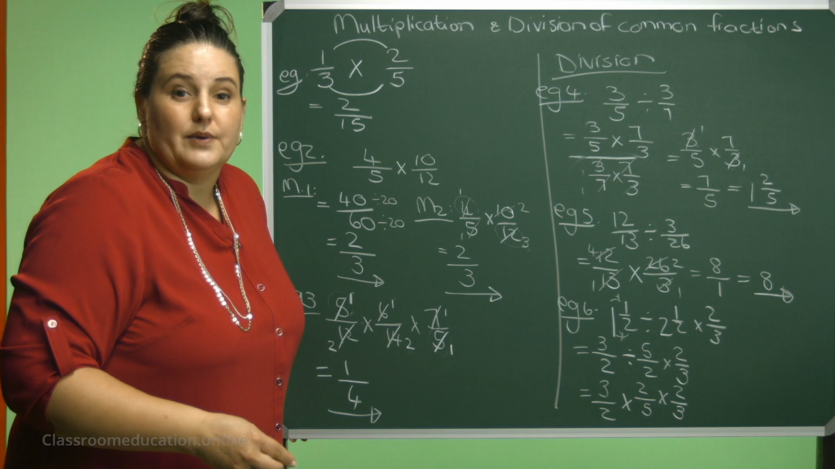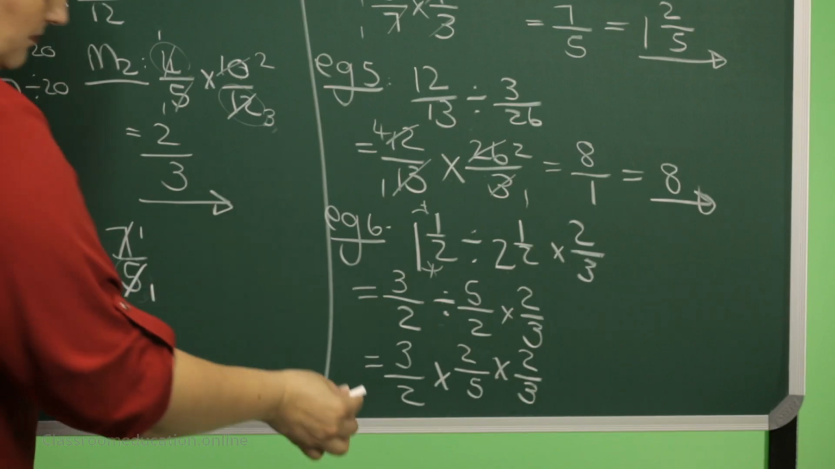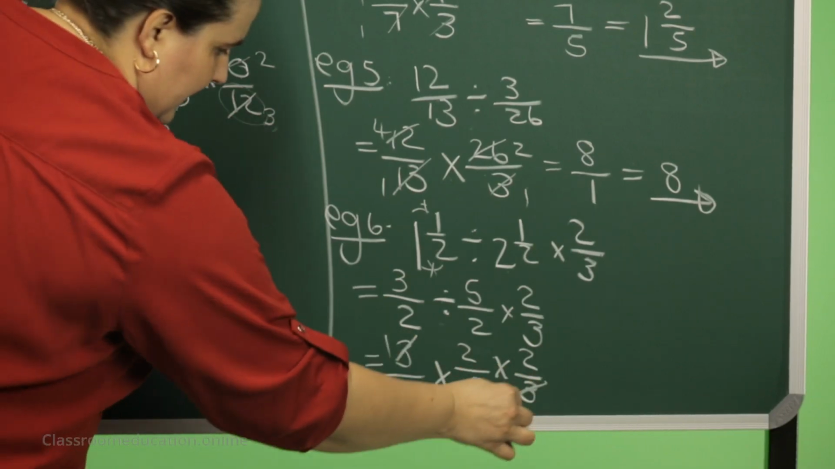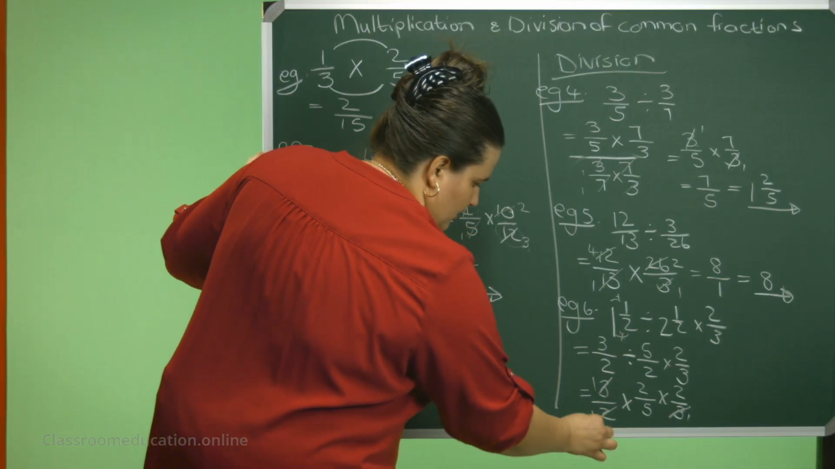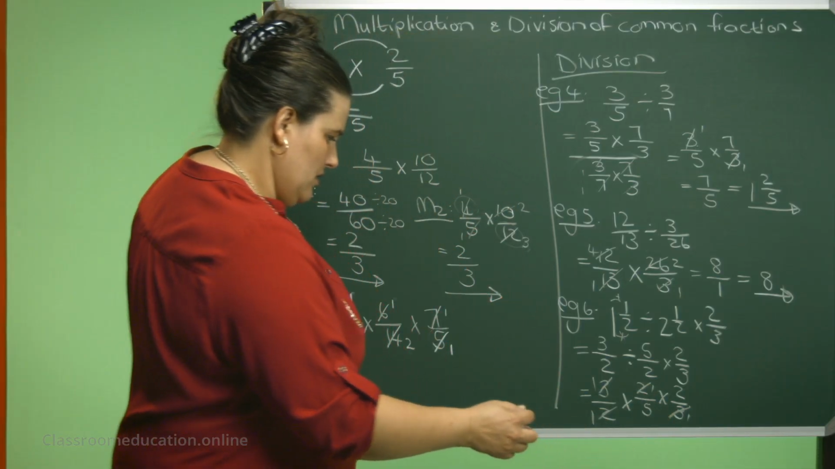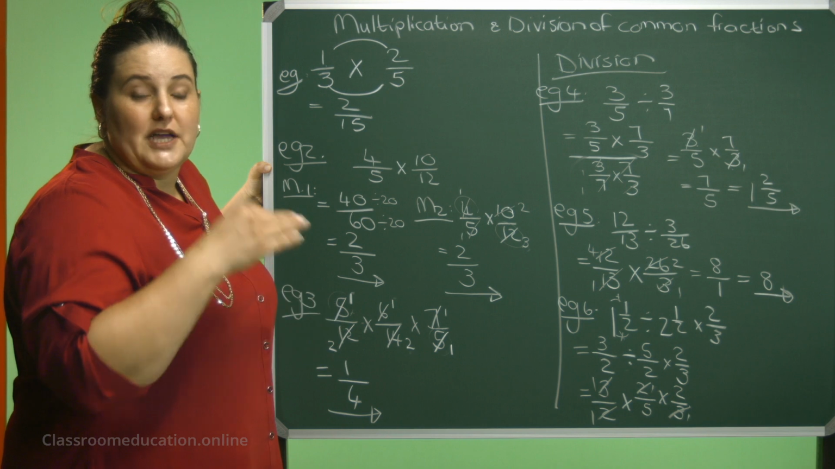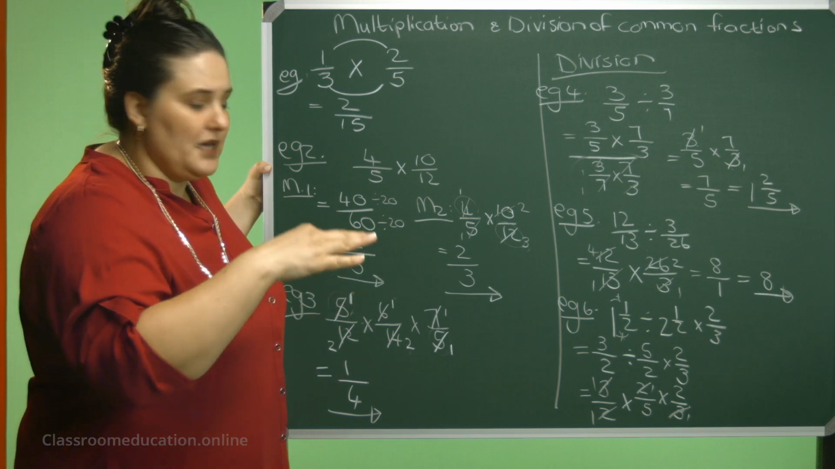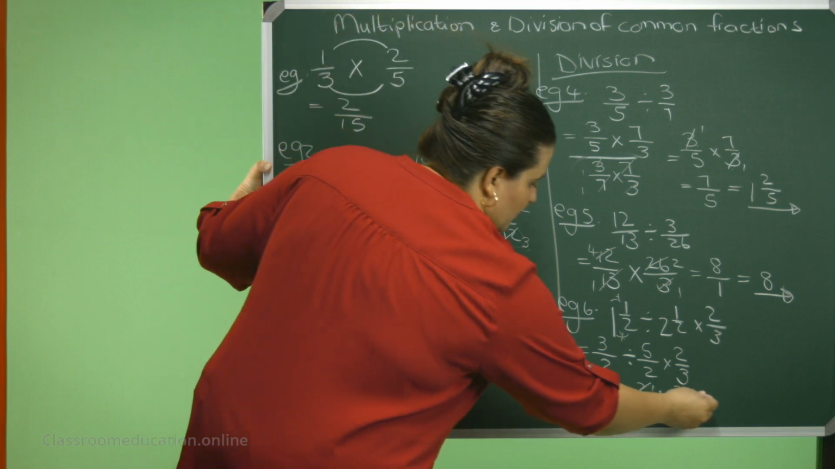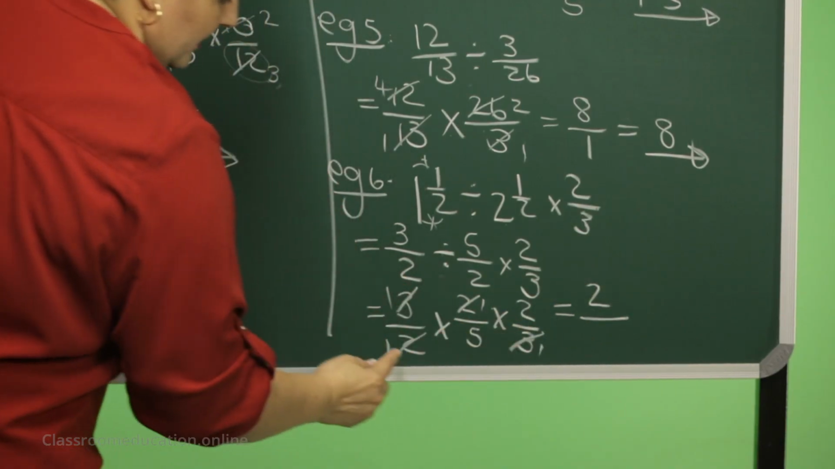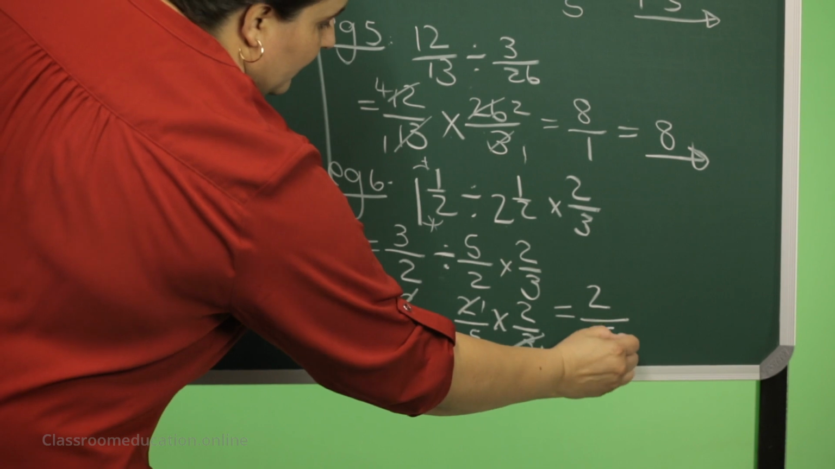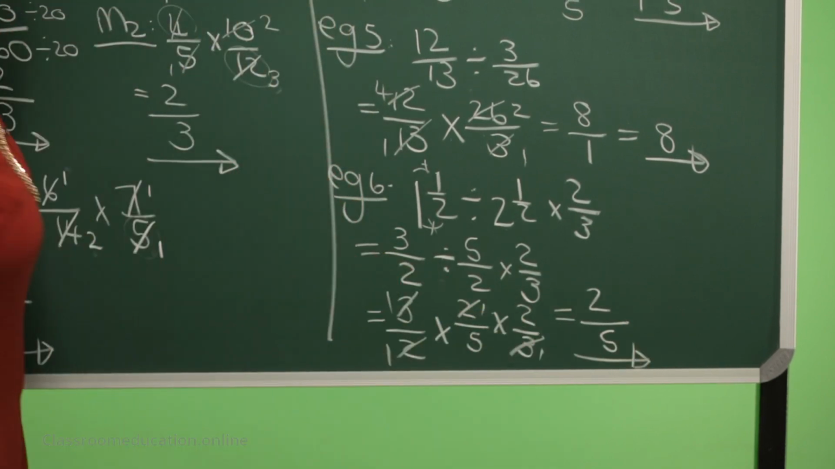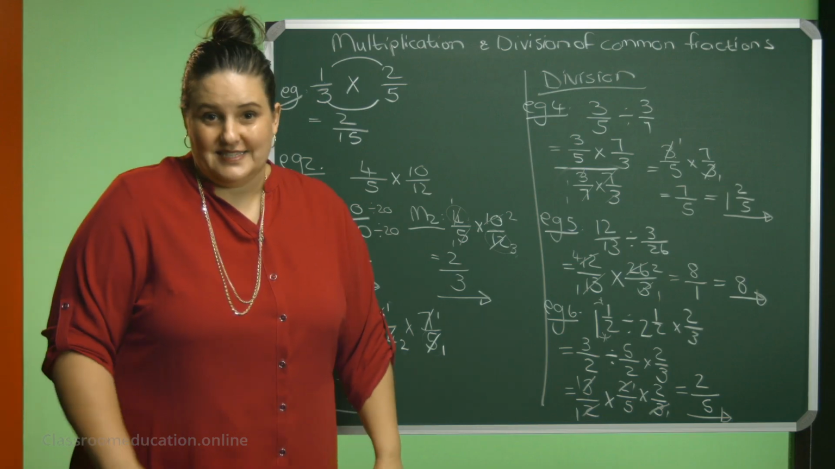And now we can see if we can cancel out. The 3's can cancel out there, and that 2 with this 2. And now multiply top by top by top over bottom times bottom times bottom. So 1 times 1 times 2 is 2, and 1 times 5 times 1 is 5. So you will have an answer of 2 fifths.